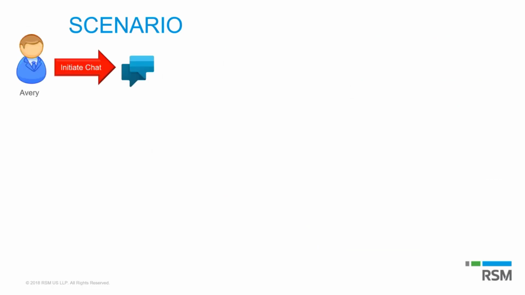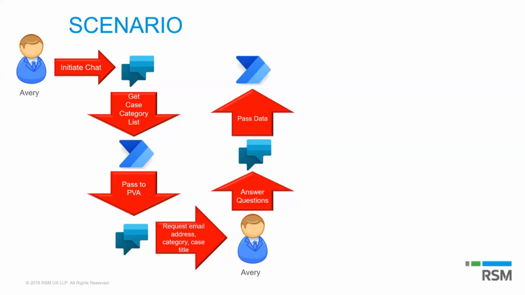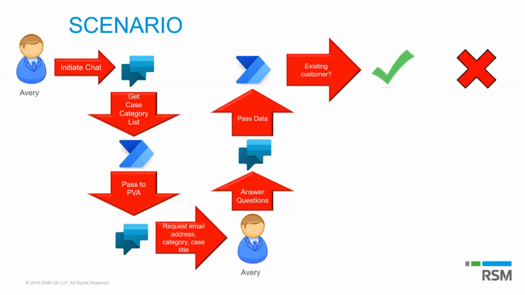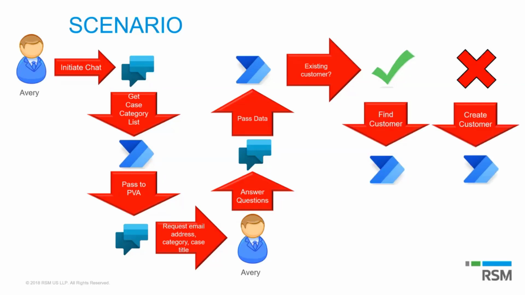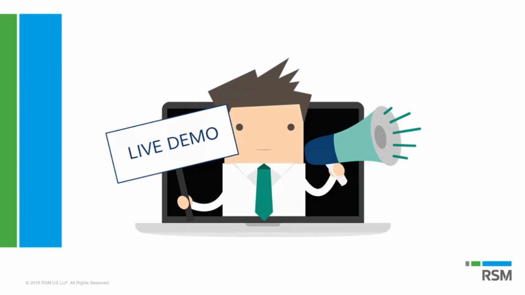So let's go into the scenario. I'm going to have a customer that initiates the chat with Power Virtual Agents. Then Power Virtual Agents is going to use Power Automate to get that list of categories and feed that back to Power Virtual Agents, and then PVA is going to request some additional details from the customer, like their email address, the category that they want to pick, and a case title. Then the answers are going to go from Power Virtual Agents to Power Automate, and it's going to check based on the email address if this is an existing customer. If that is the case, we're going to use Power Automate to find the customer. If that's not the case, we're going to create a customer. And after that, we're going to create a case associated to the customer inside of Dynamics 365 for customer service. All right, very quick explanation.